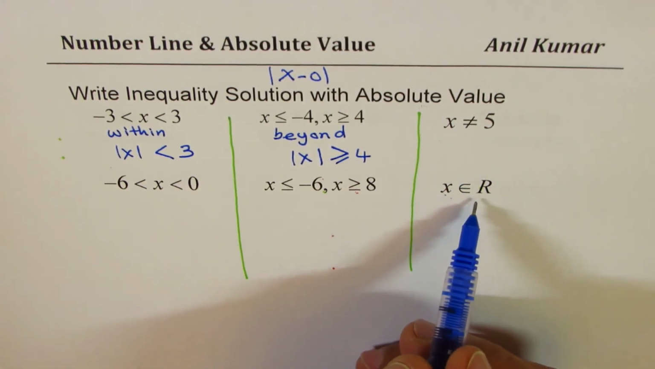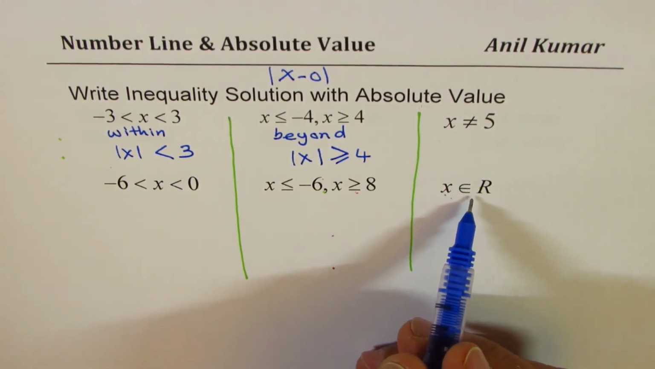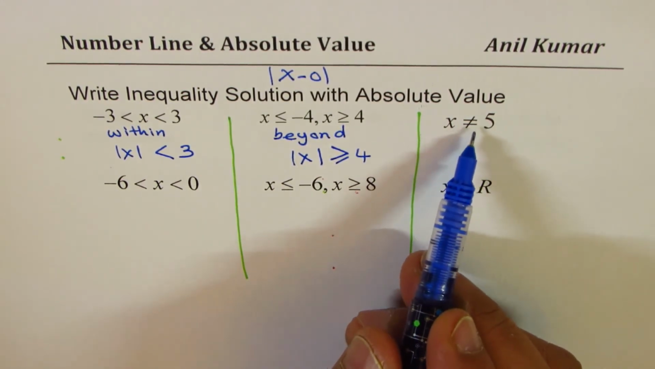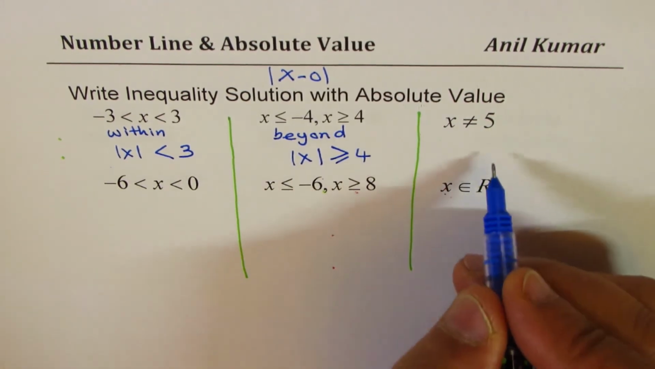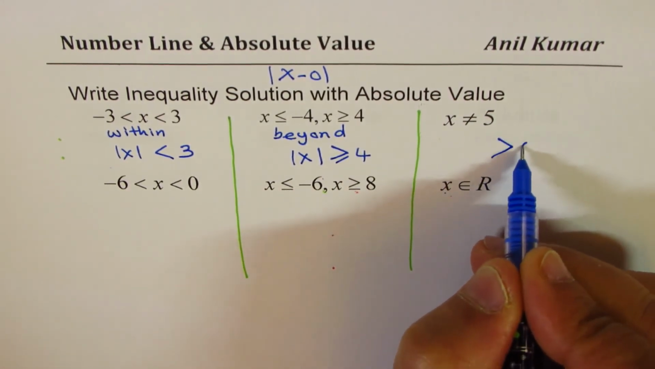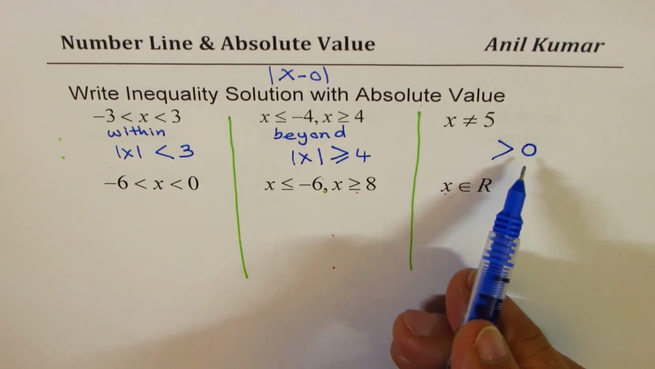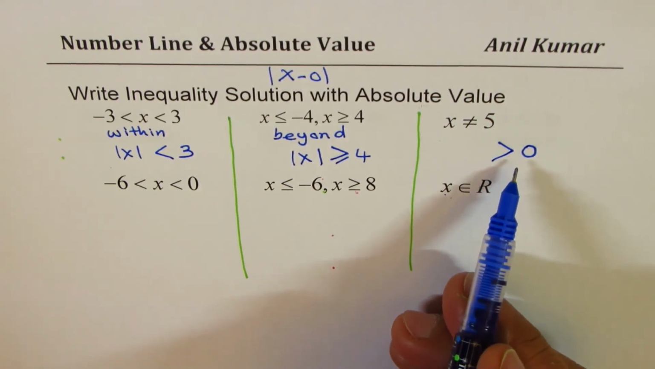So we can write absolute x here, and you are going away, further away, right? So plus. Now that's a tricky question. X not equal to 5. And here x belongs to real numbers. What should we do about these?